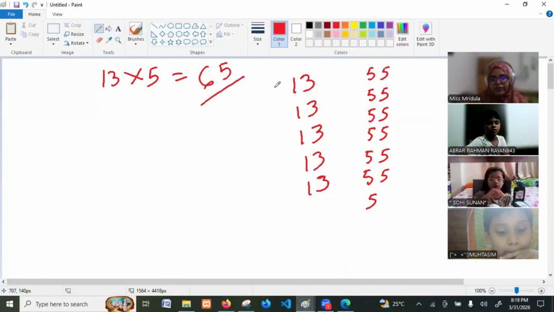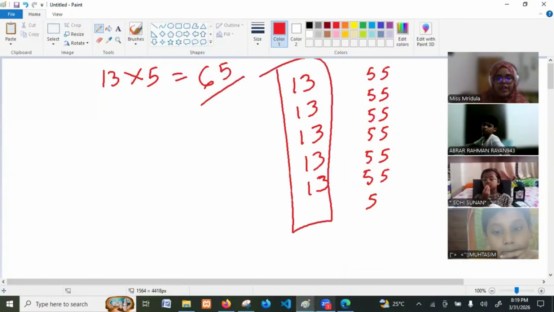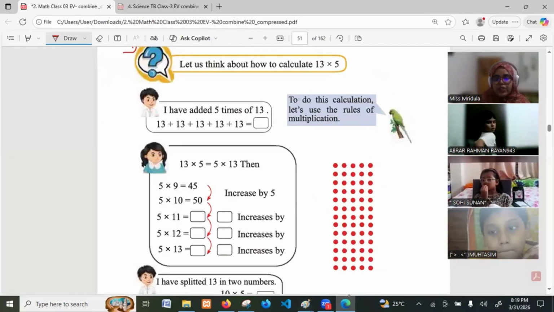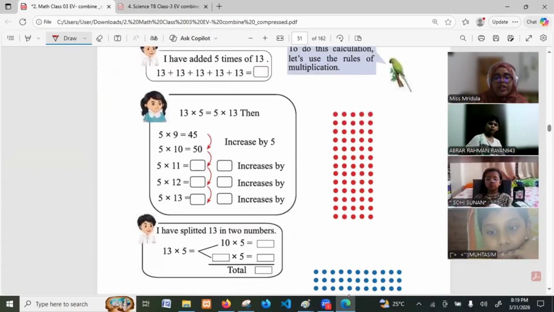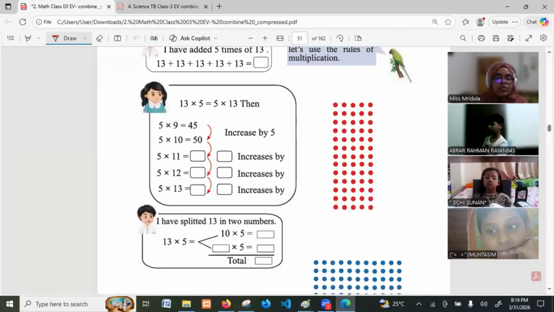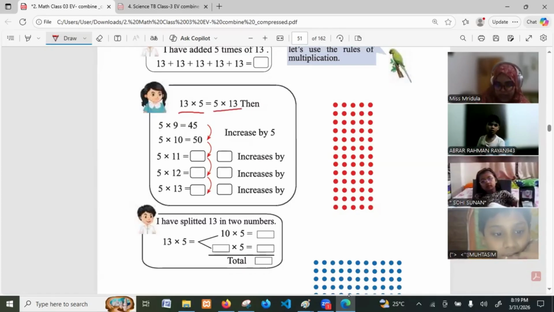So they have gone for the first one, right? 5 times 13. So to do this calculation, let's use the rules of multiplication. They are going to show you how the multiplication is working. So 13 times 5 is equal to 5 times 13, right? So if we have 5 times 9, not 13, we have 45.